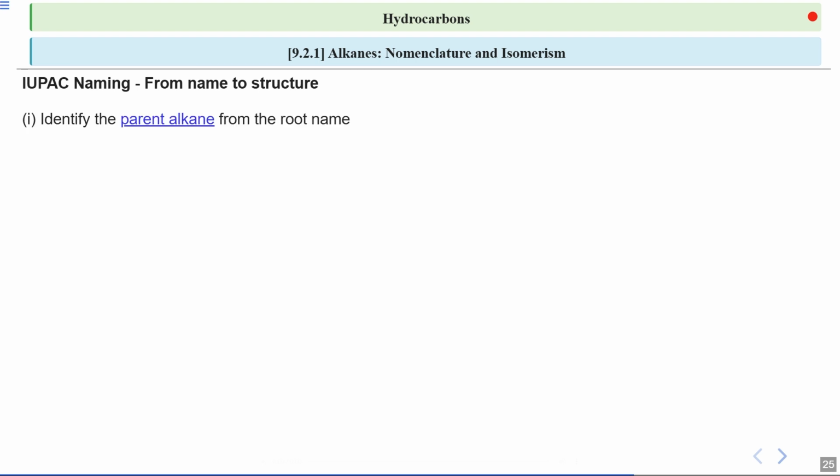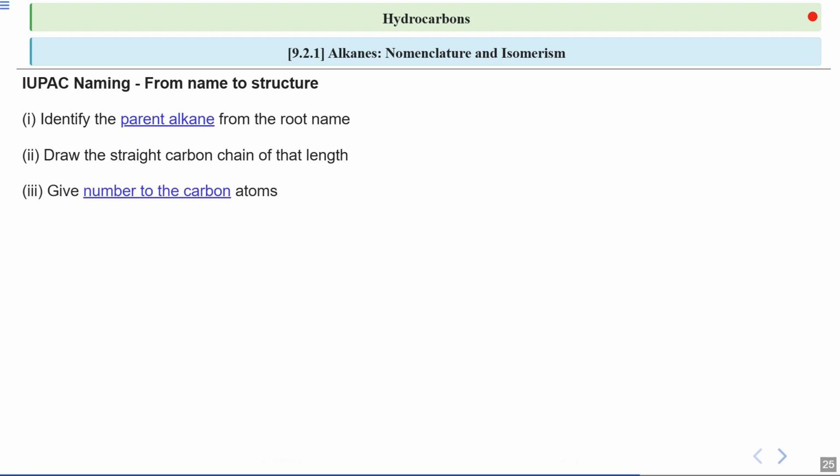So the first step in doing so is identifying the parent alkane from the root name. So this means finding the longest continuous chain of the carbon atoms, which will serve as the backbone of our structure. Once we have identified the parent alkane, the next step is to draw a straight carbon chain of that length. So this chain represents the main structure of the molecule, and we will build upon it in the following steps.